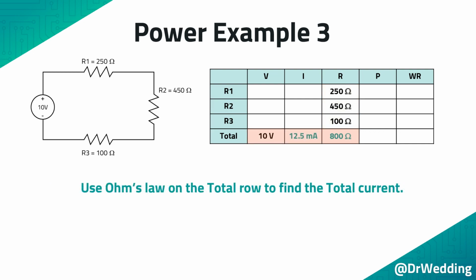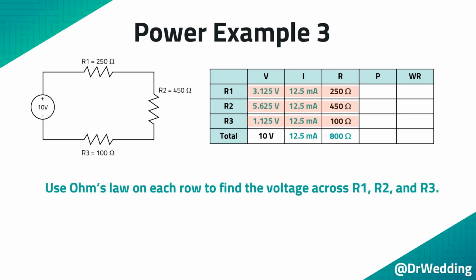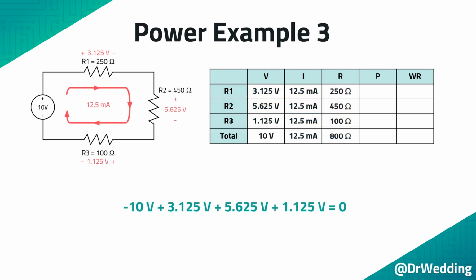Once you have the total resistance, you can use Ohm's law and the total voltage to find the total current. Once you have the total current, you know all of the currents, because all of the currents are the same in a series circuit. With I and R, you can calculate the voltage drop across each resistor using Ohm's law. The calculated values are then copied to the original circuit.